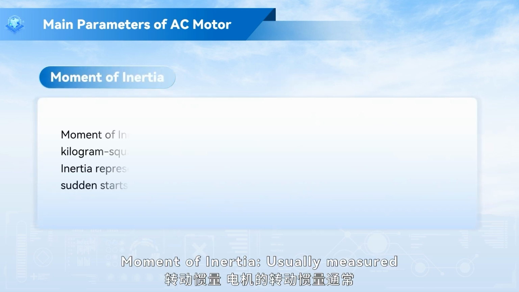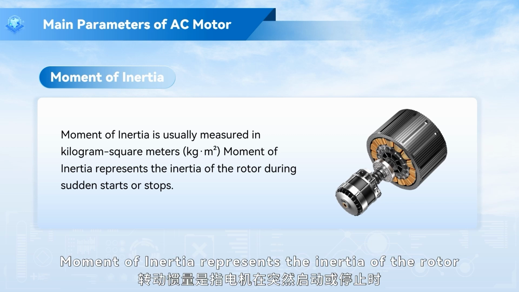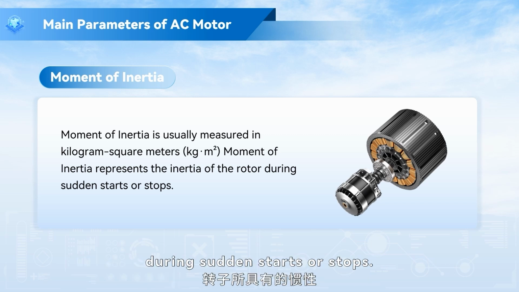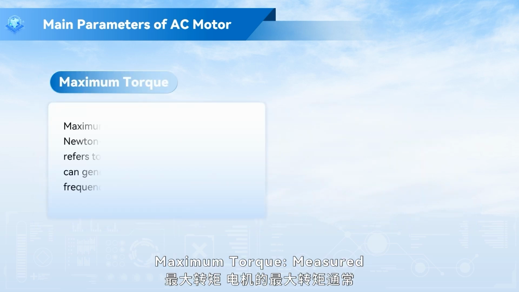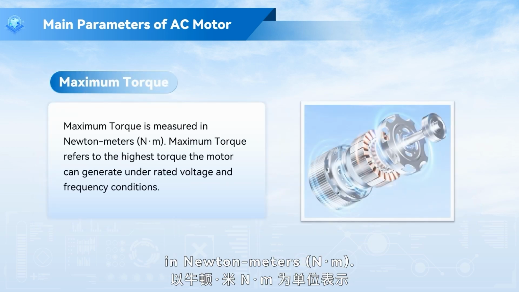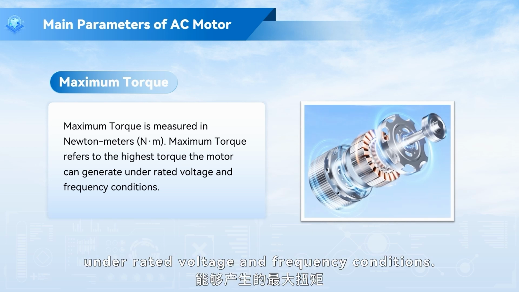Moment of inertia, usually measured in kilograms square meters. Moment of inertia represents the inertia of the rotor during sudden starts or stops. Maximum torque, measured in Newton meters. Maximum torque refers to the highest torque the motor can generate under rated voltage and frequency conditions.